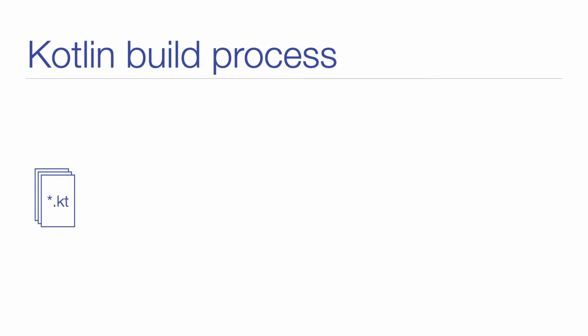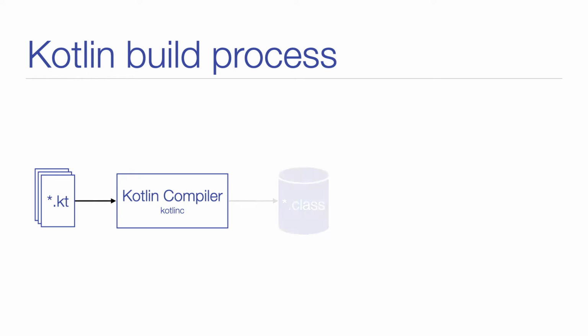Let's first have a high-level look at how the build process works for Android applications that are written in Kotlin. We write our Kotlin code in files with the extension .kt. As you know, Kotlin is a compiled language. This means that before you can run code written in Kotlin, you first need to compile it. The Kotlin compiler therefore compiles all the .kt files to class files. The code in these class files is also called JVM bytecode.